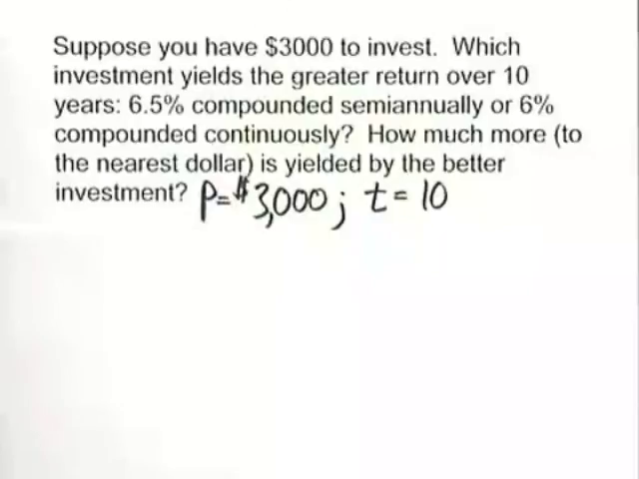Let's look at a word problem involving compound interest. Suppose you have $3,000 to invest. Which investment yields the greater return over 10 years? A 6.5% compounded semi-annually or 6% compounded continuously? How much more, to the nearest dollar, is yielded by the better investment?